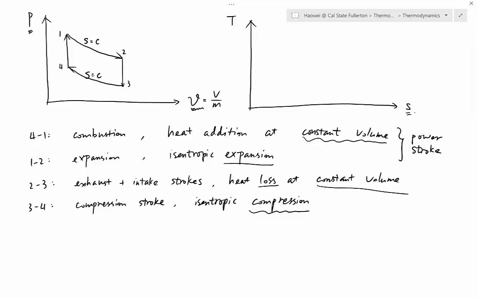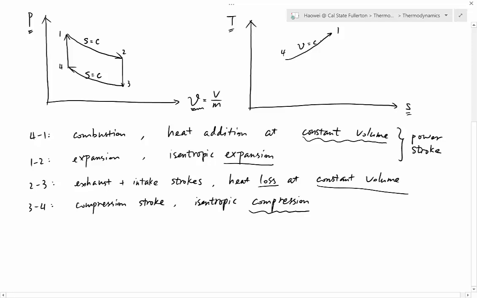The next one, heat addition. So the y-coordinate, temperature, must go up. So 4 to 1 must go up and to the right. Slightly curved. And make a note, it is a constant volume process, so nu must be equal to constant.